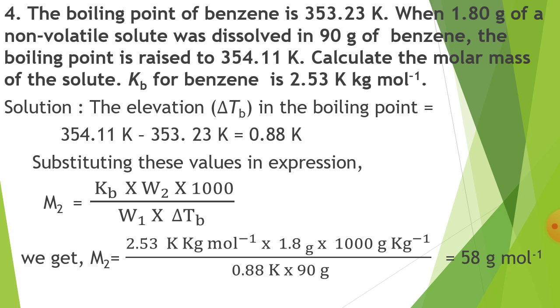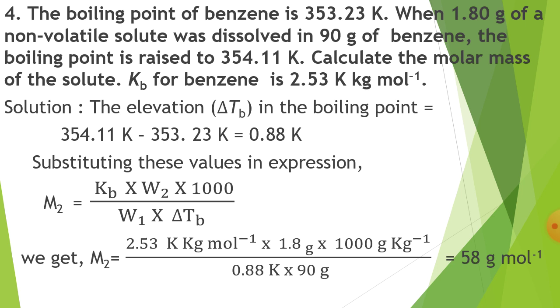Now next, a numerical based on elevation of boiling point. The boiling point of benzene is 353.23 Kelvin. When 1.80 gram of a non-volatile solute was dissolved in 90 gram of benzene, the boiling point is raised to 354.11 Kelvin. Calculate the molar mass of solute. Here Kb for benzene is given as 2.53 Kelvin kg per mole. As you know, Kb is the property of the solvent. Here benzene is the solvent.